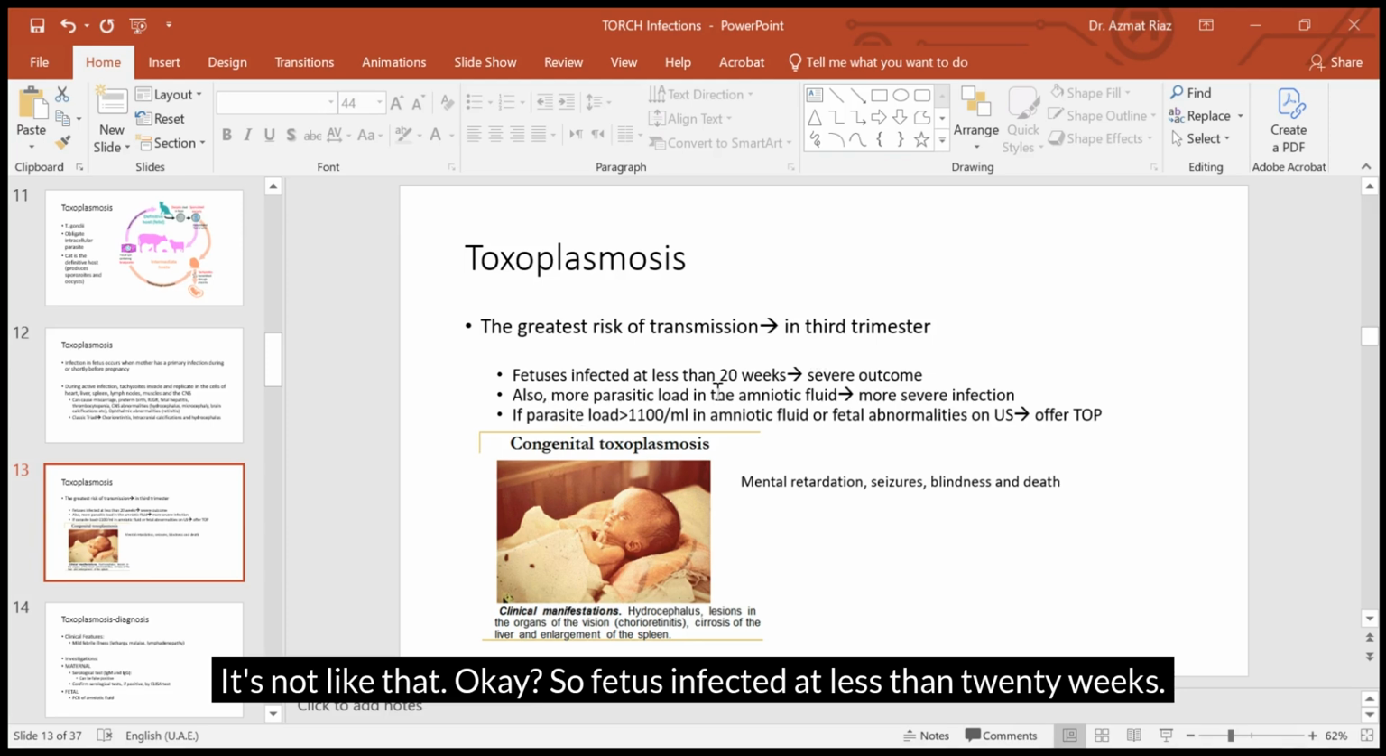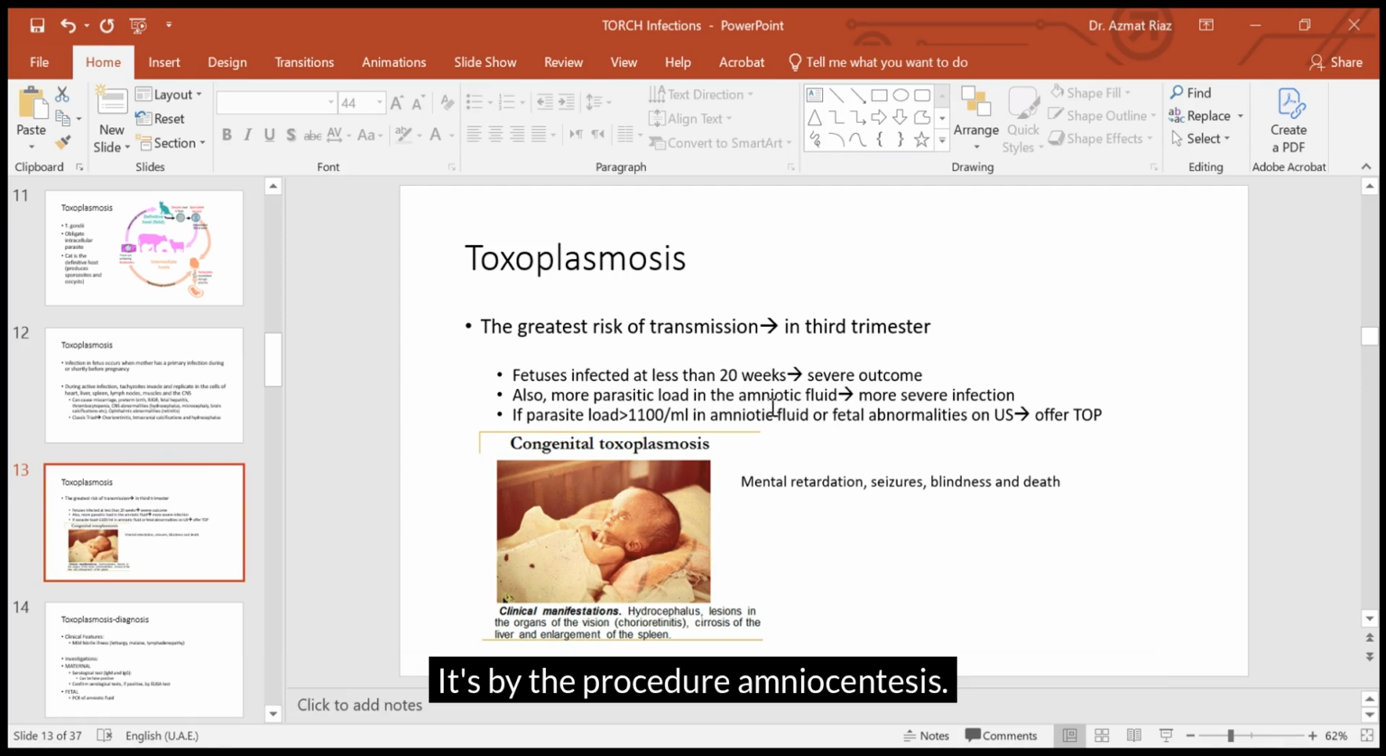So a fetus infected at less than 20 weeks: of course, the earlier they get it, like most infections, the more severe the outcome, because that's when the baby's organs and cells are forming. There is also more parasitic load in the amniotic fluid, and a more severe infection. So how can we see the parasite load in the amniotic fluid? It's by the procedure amniocentesis.